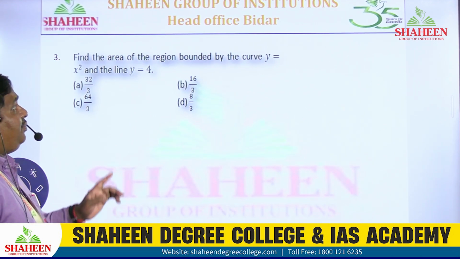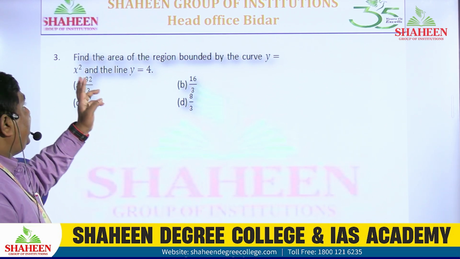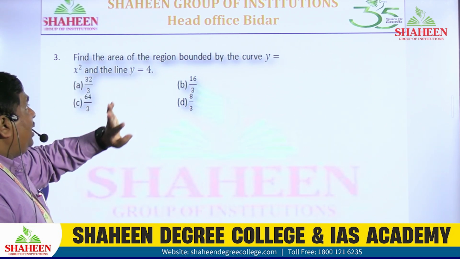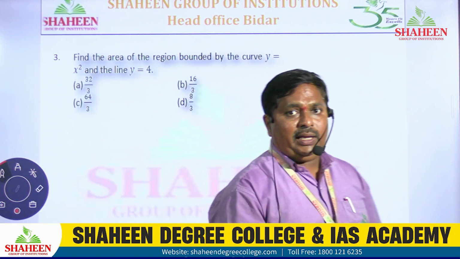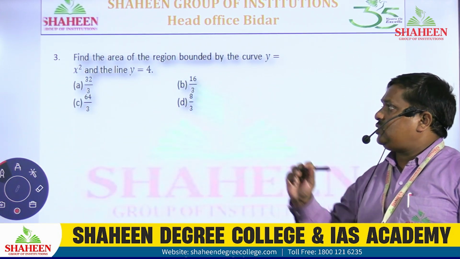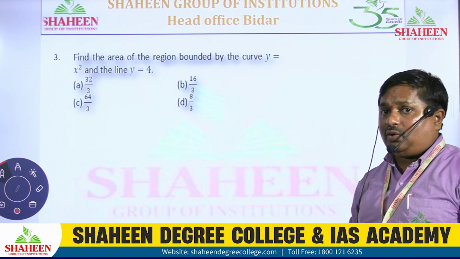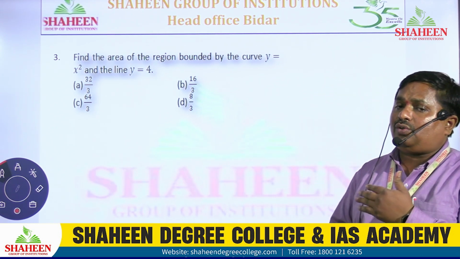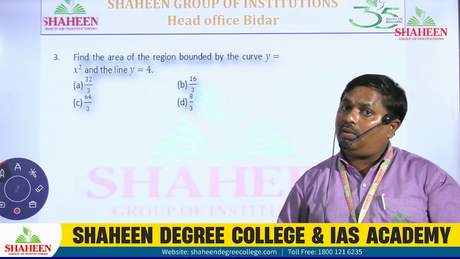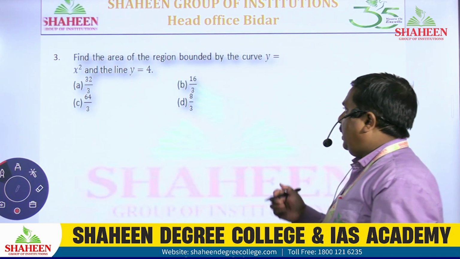Find the area of the region bounded by the curve y is equal to x square and the line y is equal to 4. We are finding the area of the curve y is equal to x square and the line y is equal to 4. So before finding the area, first of all, we should draw a rough diagram of this curve. Okay, let us draw this diagram.